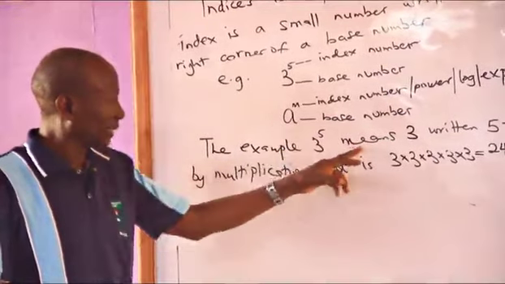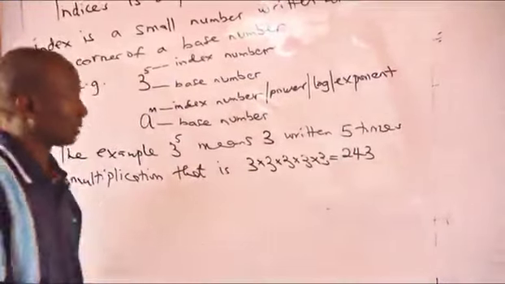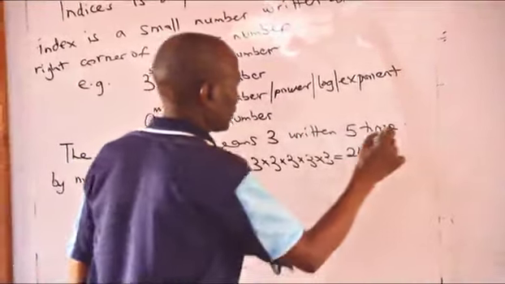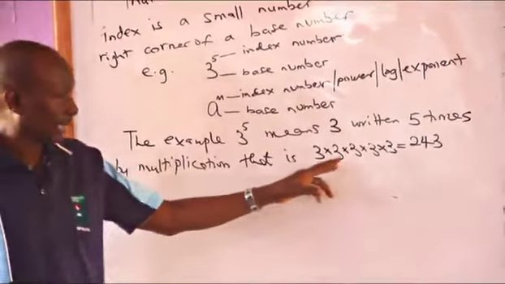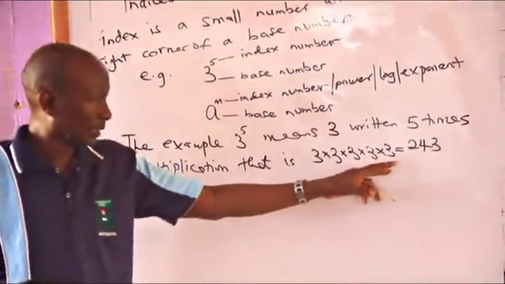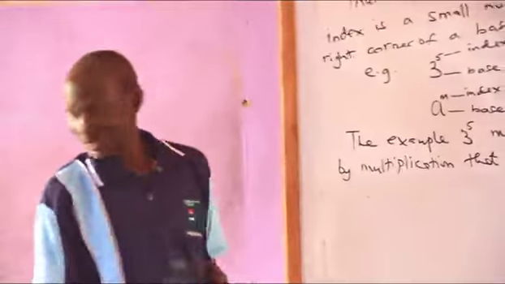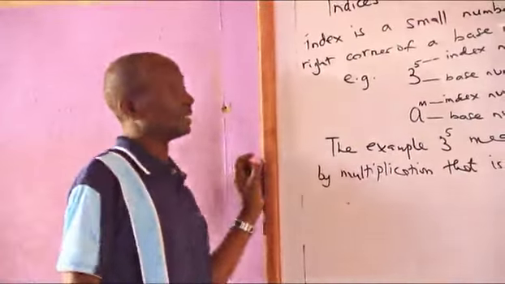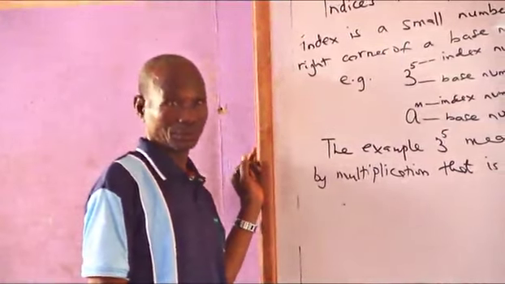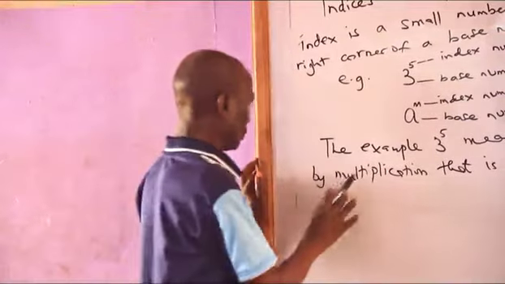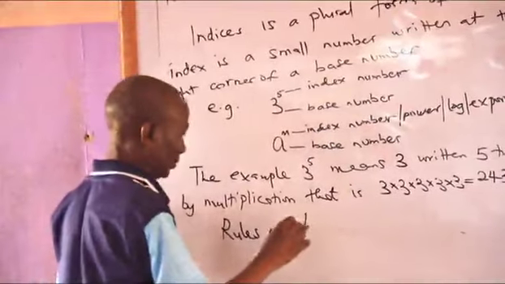That 3 to the power 5 means 3 written 5 times by multiplication. That is 3 times 3 times 3 times 3 times 3, which is equal to 243. Then to work on indices, we need to apply some rules. So right now we will talk about the rules of indices.